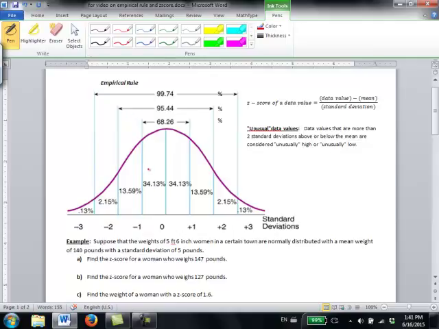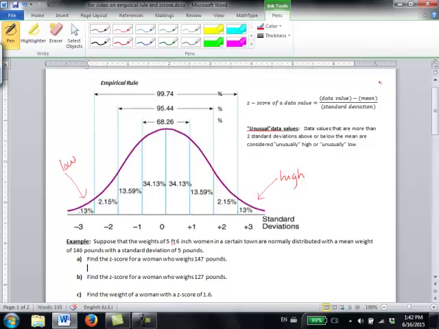Where we're going to find that about 68% of the data falls within one standard deviation of the mean, about 95% of the data falls within two standard deviations, and more than 99% of the data falls within three standard deviations. If data falls beyond three standard deviations, then we consider that data to be unusually high or unusually low.